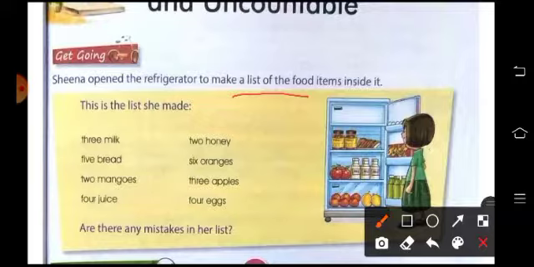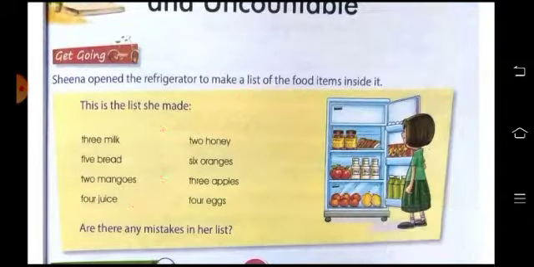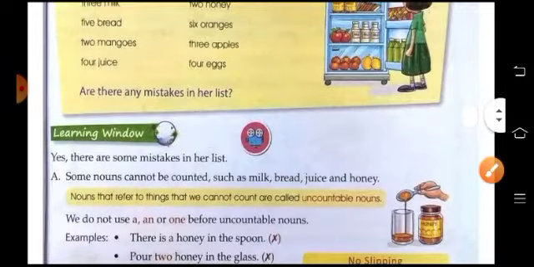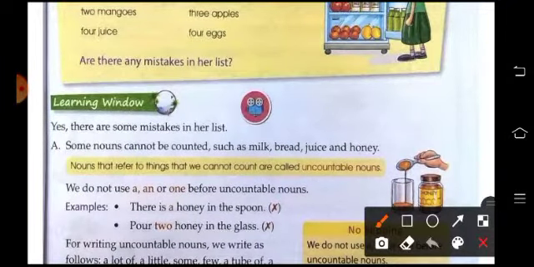The list which she made: 3 milk, 5 bread, 2 mangoes, 4 juice, 2 honey, 6 oranges, 3 apples, 4 eggs. So find out, children, if there is any mistake in her list. Yes, there are some mistakes, because some nouns cannot be counted, like milk, bread, juice and honey. So nouns that refer to things that we cannot count are called uncountable nouns.